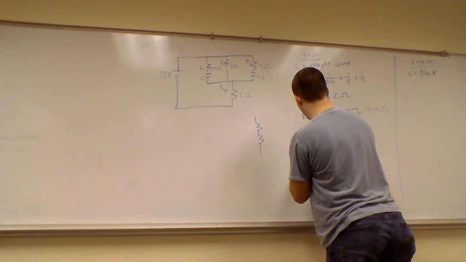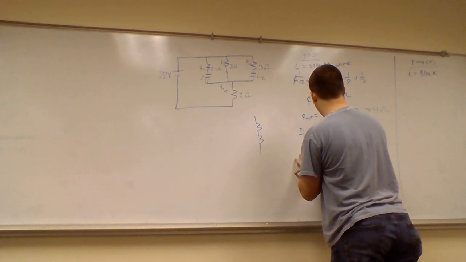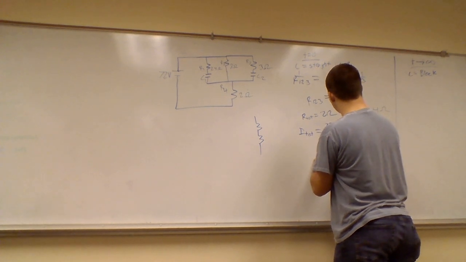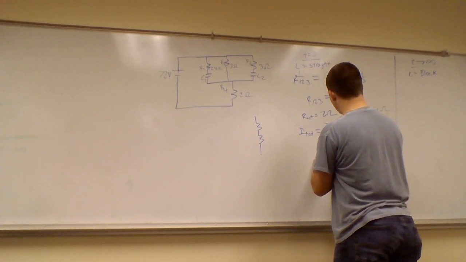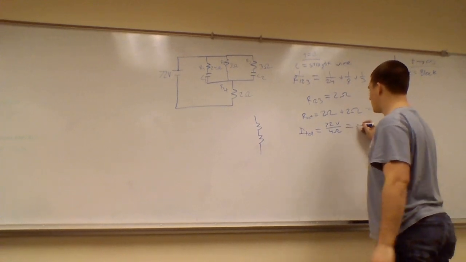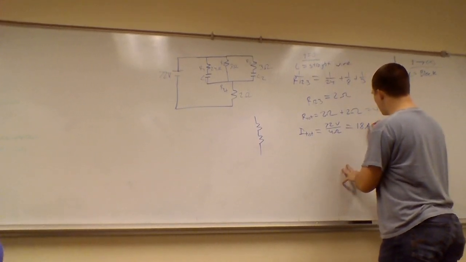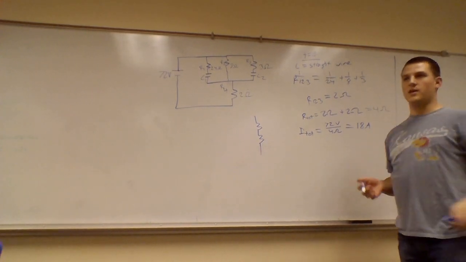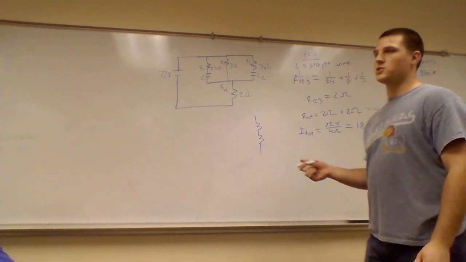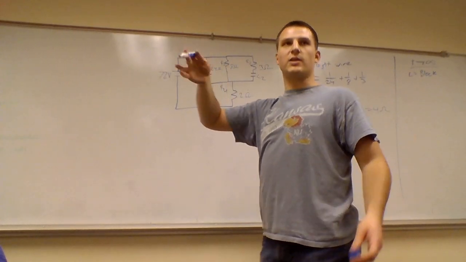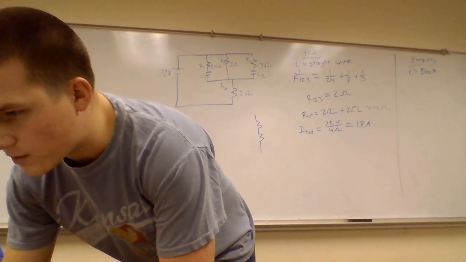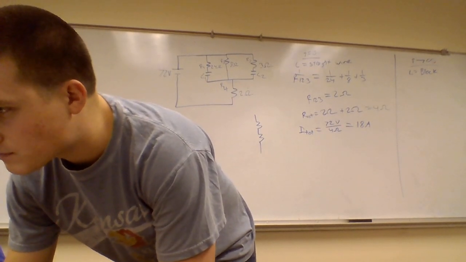And so then your current coming out of there will just be, once again, V, which is 72 volts, divided by R, which is 4 ohms, and that equals 18 amps. So everybody understands that, right? The only difficult part of these ones really is just knowing, is it blocked or is it acting like it's not even there at all? So yeah, the total current was in fact 18 amps.